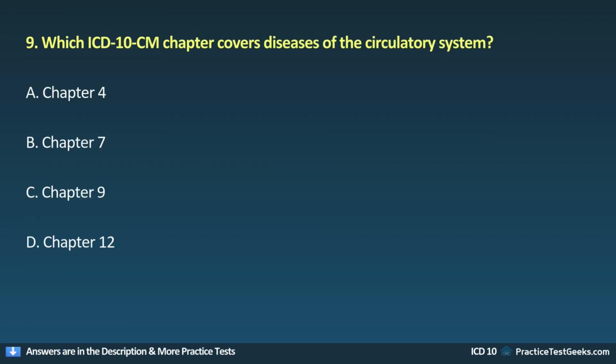9. Which ICD-10-CM chapter covers diseases of the circulatory system? A. Chapter 4. B. Chapter 7. C. Chapter 9. D. Chapter 12.